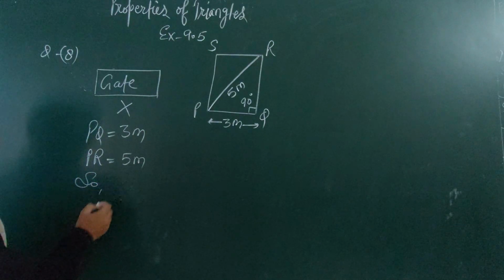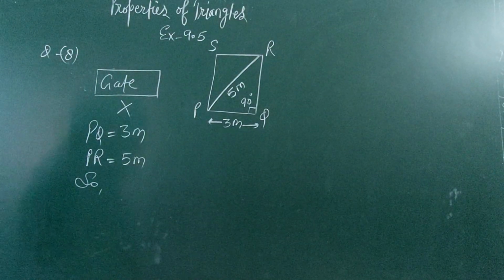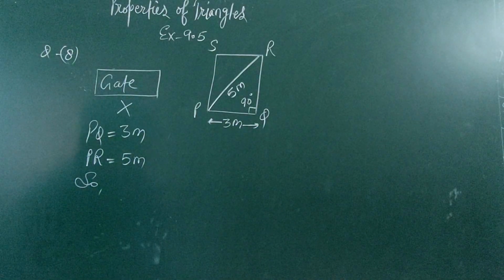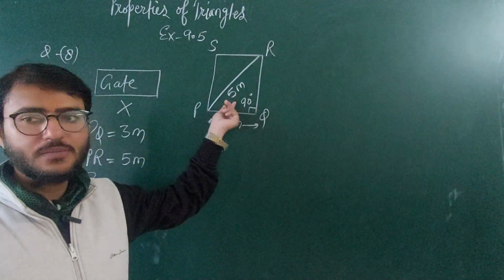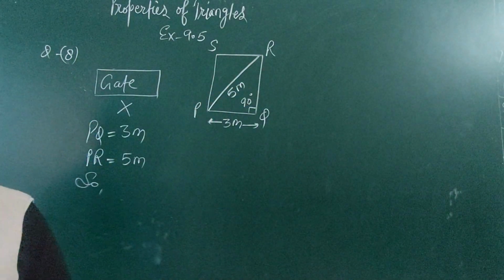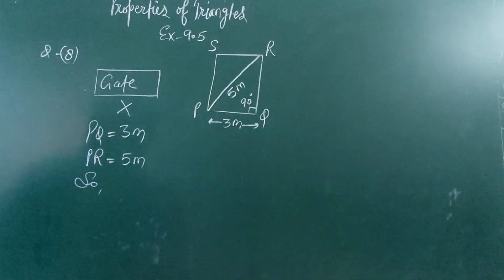So next, you know what we are going to do in this question. First we will apply Pythagoras theorem in this triangle and we will calculate QR, that will be the height of the gate.